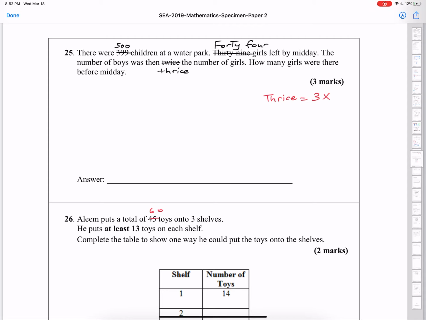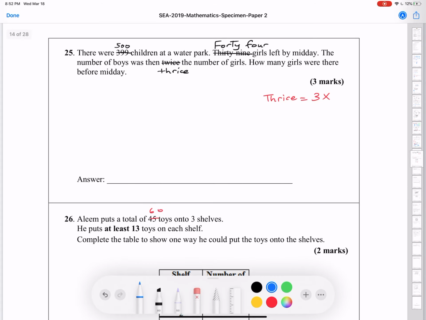There were 500 children at a water park. 44 girls left by midday. The number of boys was then twice the number of girls. How many girls were there before midday?